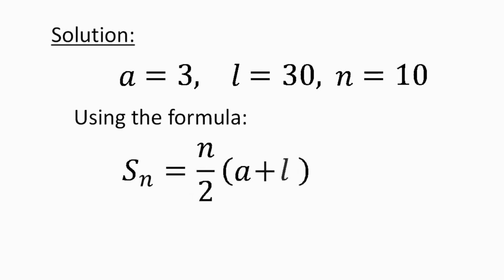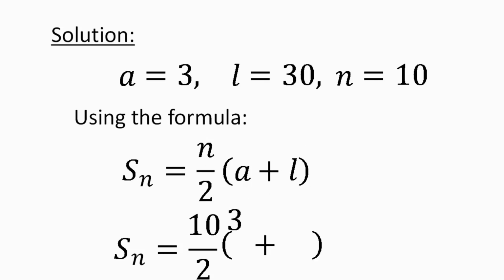Here the Sn formula consisting of the first term and last term is used. So Sn is equal to n divided by 2 times (A plus L). Substitute the values of n, A and L in the equation. Now, simplify and get the answer. The answer is 165.